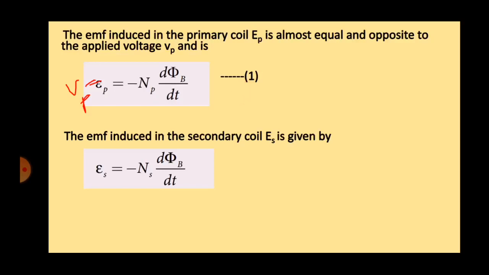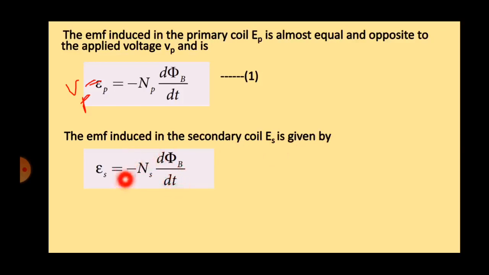The frequency of the alternating magnetic flux in the core is the same as the frequency of the applied voltage. Therefore the induced EMF in the secondary will also have the same frequency as that of the applied voltage. So students, the EMF induced in the secondary coil, epsilon S, is given by -NS d phi/dt.